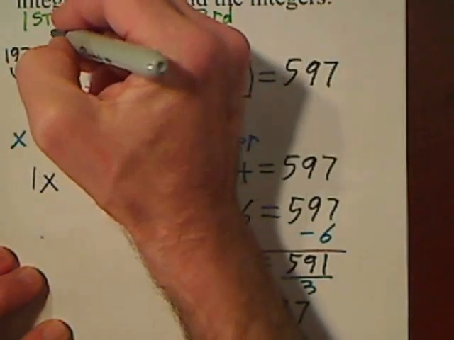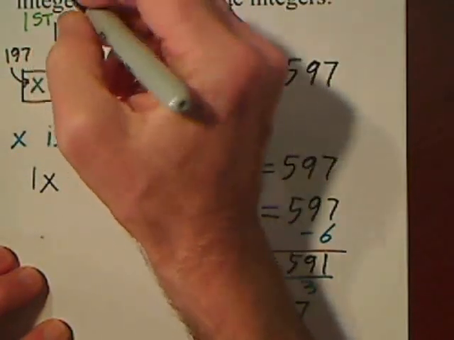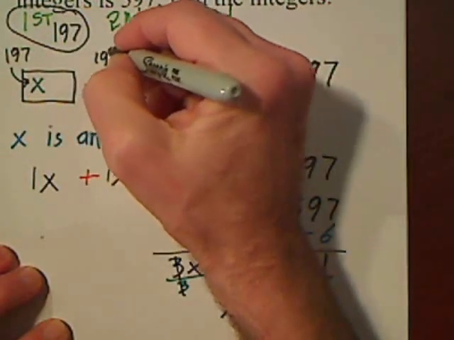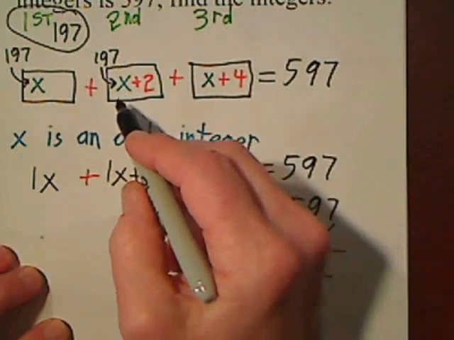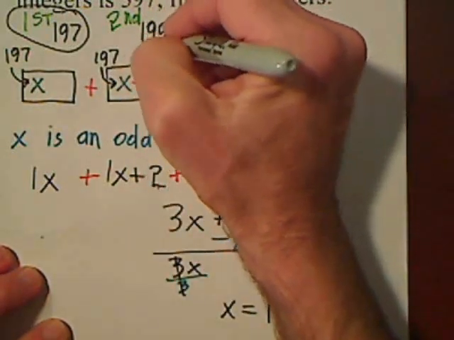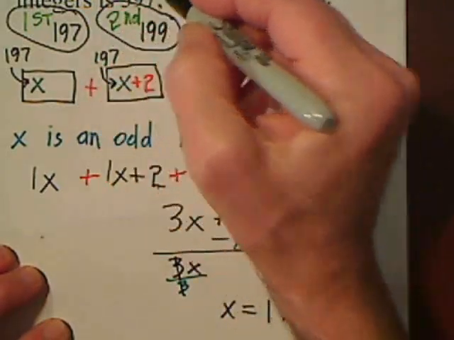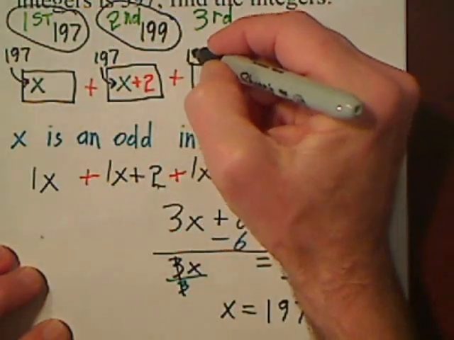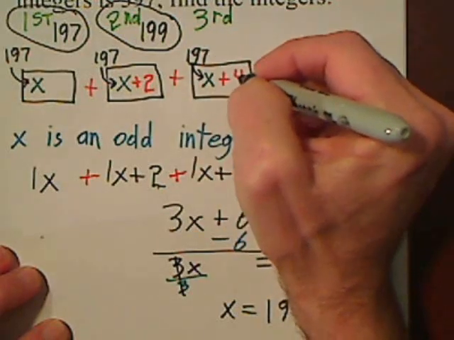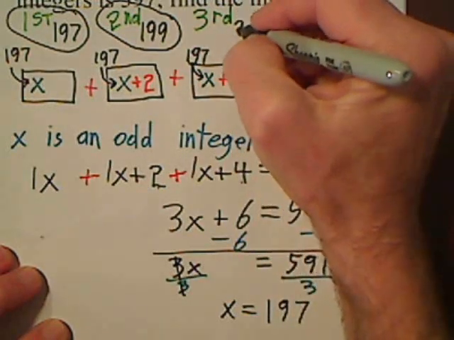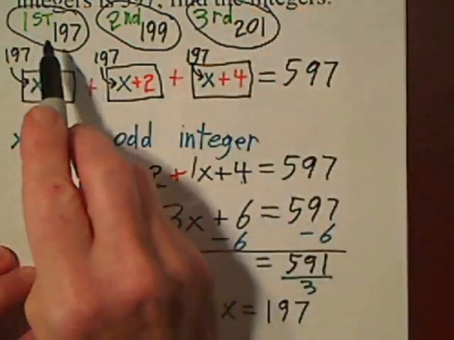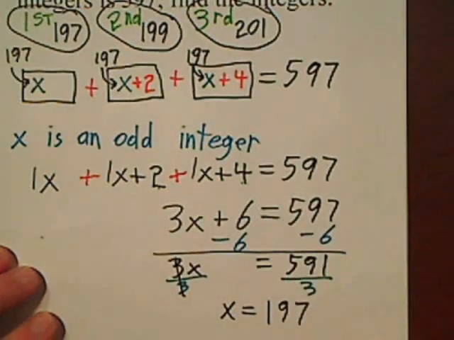So our first integer is 197. We take the 197 and we plug it in here. 197 plus 2 is 199. That's our second integer. And again, we take 197, we plug it in right here, add 4. We get 201. That's our third integer. If you add up these 3 integers, you get 597.